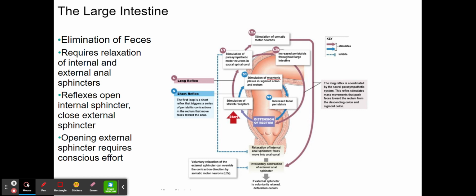The urge to defecate usually develops when rectal pressure reaches about 15 millimeters of mercury. If this pressure is more than 55, the external anal sphincter involuntarily relaxes and defecation takes place. This mechanism brings about defecation in infants and in adults with severe spinal cord injuries.